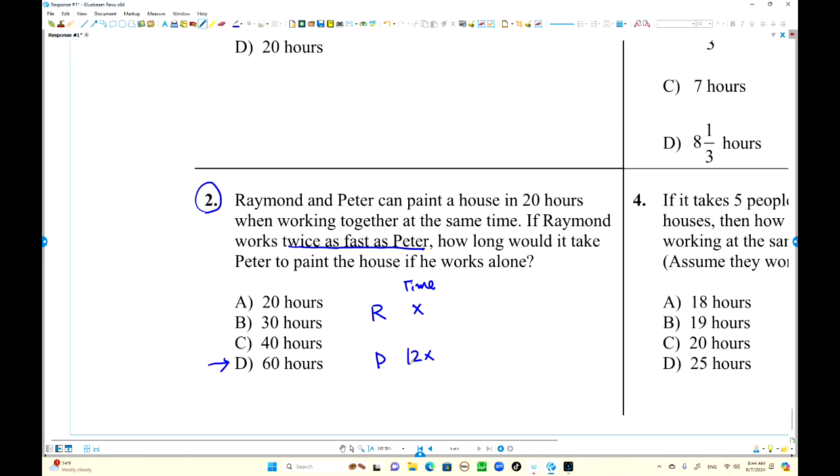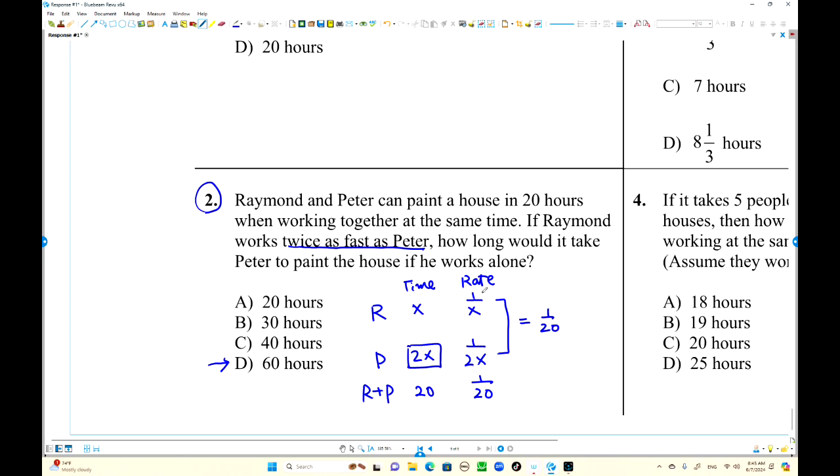We're going to find, okay, over here, Peter, 2x. So we're going to find the rate over here, right? Rate is the fraction of the job that can be done per hour, okay? It's the reciprocal, okay? 1 over x and 1 over 2x. Raymond and Peter working together take 20 hours. The rate is 1 over 20, right? The sum of these two rates must be equal to 1 over 20, isn't it?